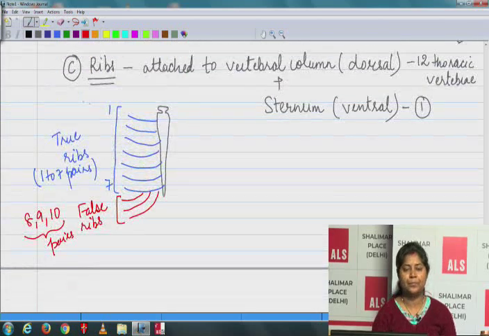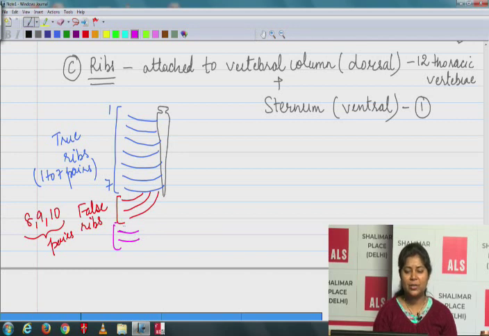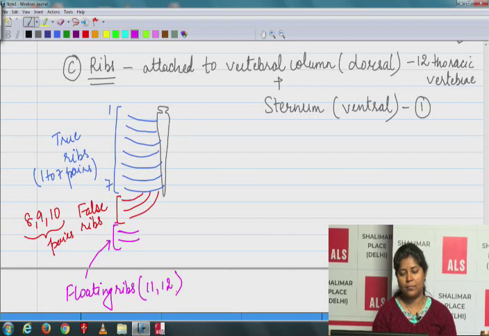And then take a different color. 2 pairs of ribs start from the dorsal side, but they fail to reach the sternum or any of the ribs. They are called floating ribs, the 11th and 12th pair. Don't forget to mention pair.